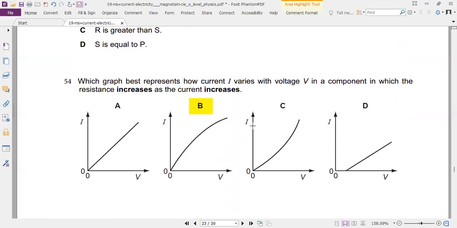Resistance increases as the current increases is given from this, because when the resistance increases, the current will start to decrease.